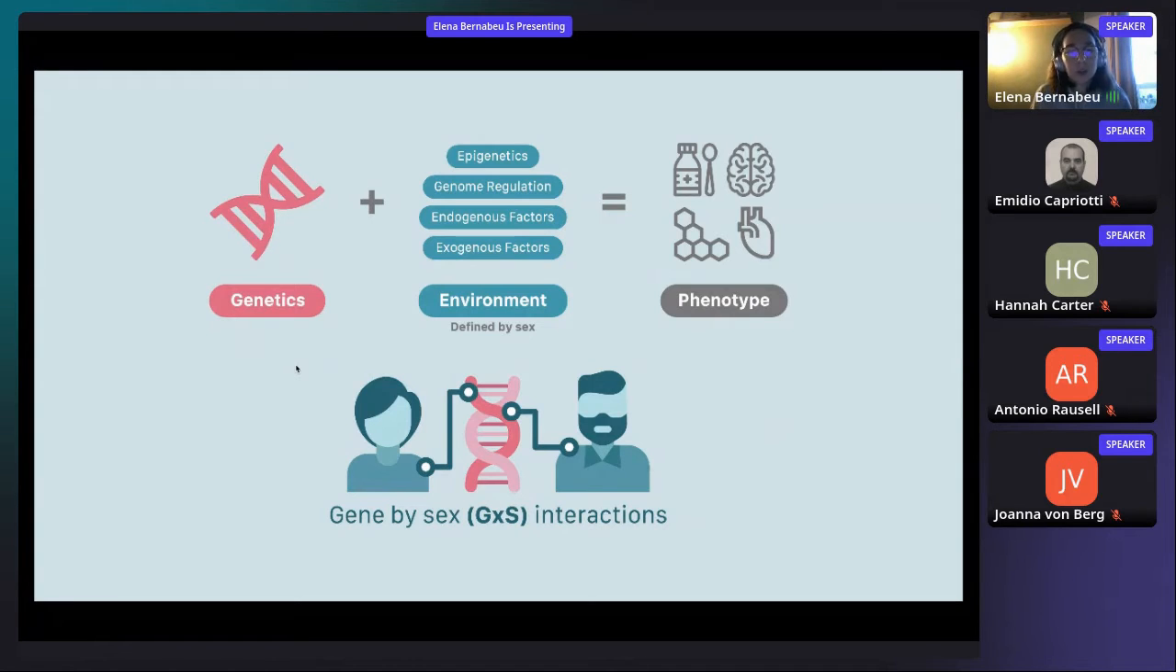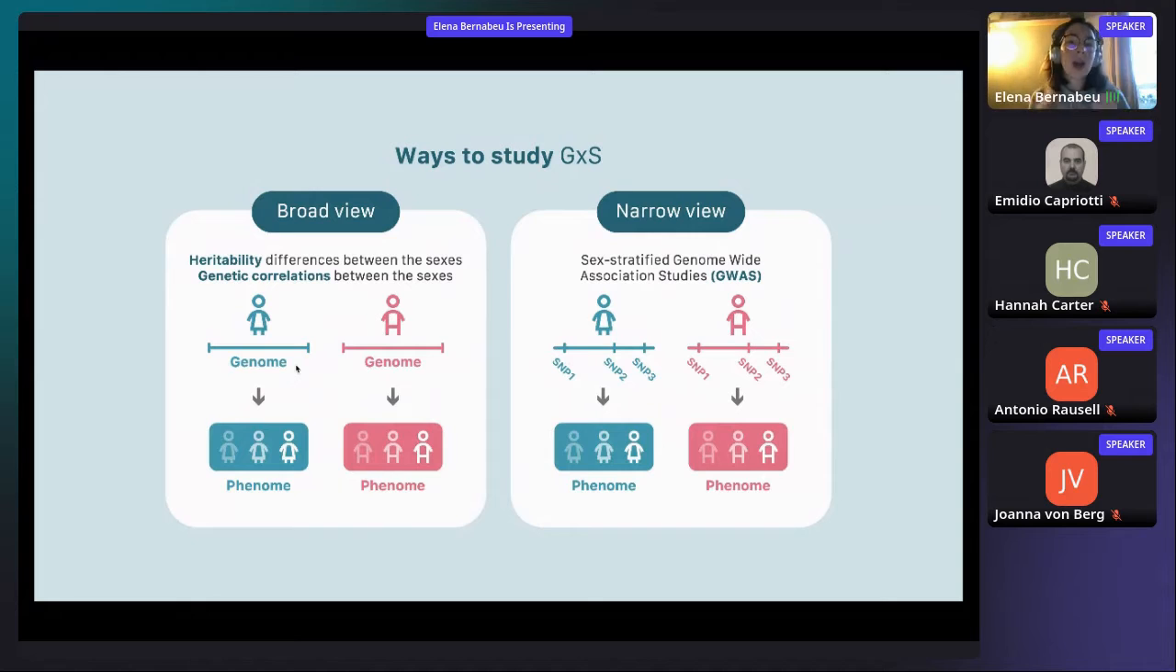And it's very similar or it's identical to a gene by environment interaction study, whereas here the environment is sex. So it's a gene by sex interaction that we are studying. So how do we go about studying gene by sex interactions? Here I've arbitrarily summarized the different ways that we can do that into the broad view and the narrow view methods.